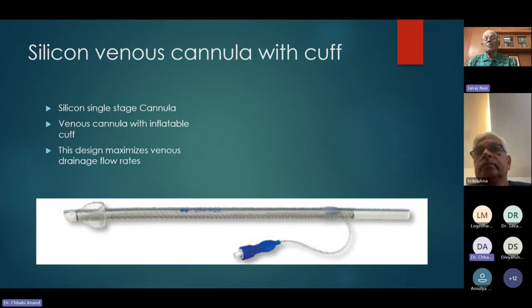Silicone venous cannula with cuff. Silicone single stage cannula. Venous cannula with inflatable cuff in situ. This design maximizes venous drainage flow rates.